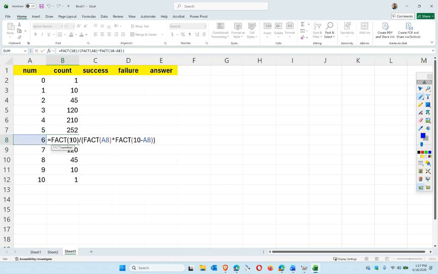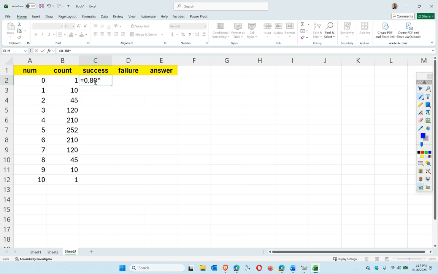So if I do 6, I get 6 successes, and then 10 minus 6 is 4 failures, correct? If I do 7, it's 7 successes, and then 10 minus 7 is 3 failures. Okay, so the success percentage for the aliens is 80%, correct?